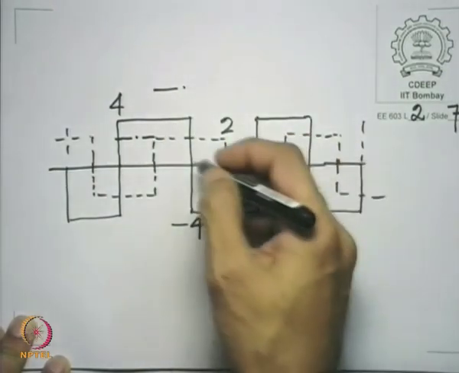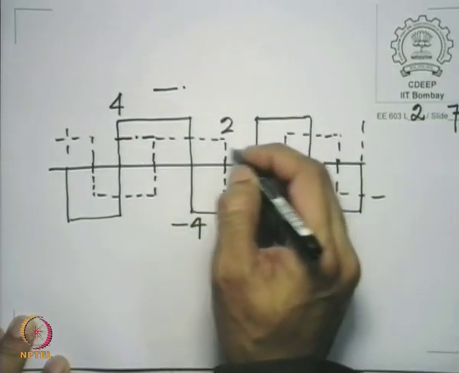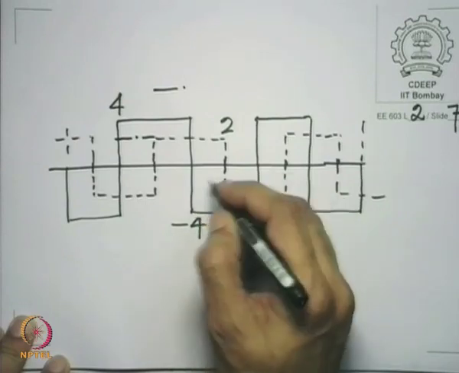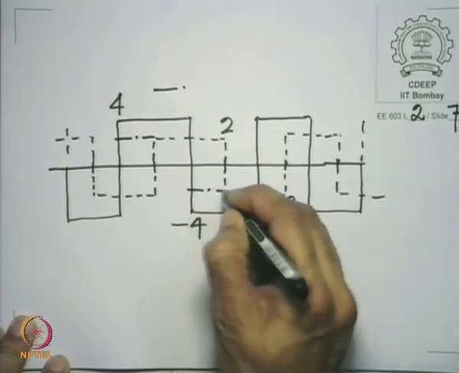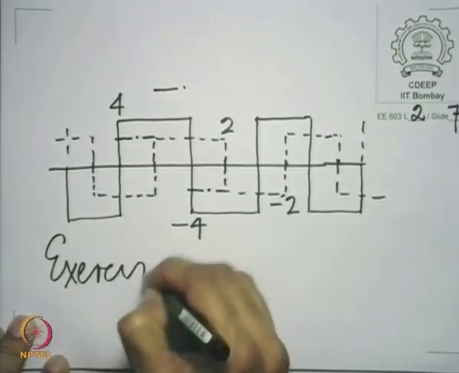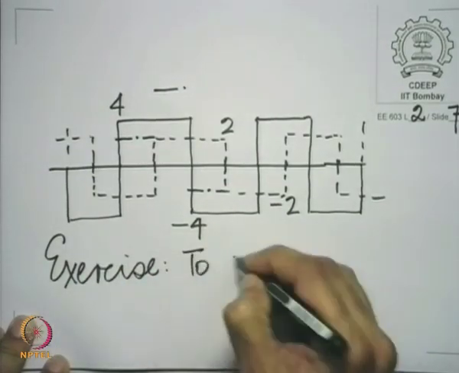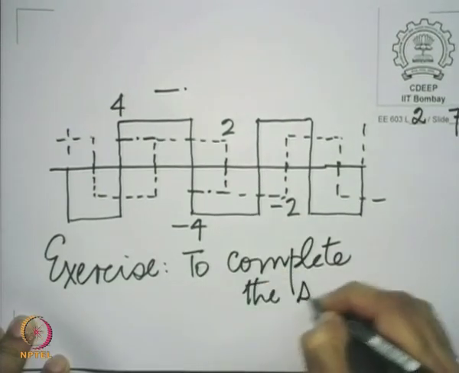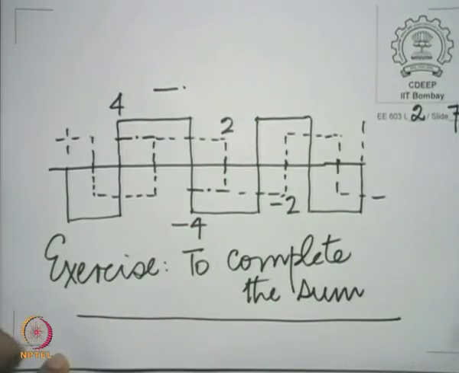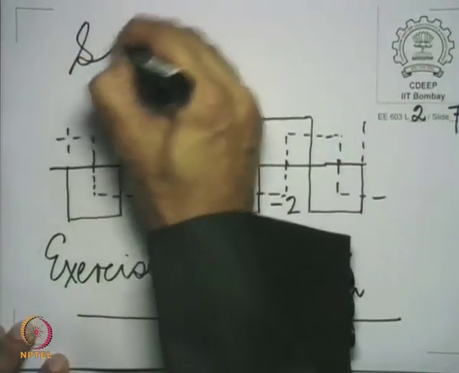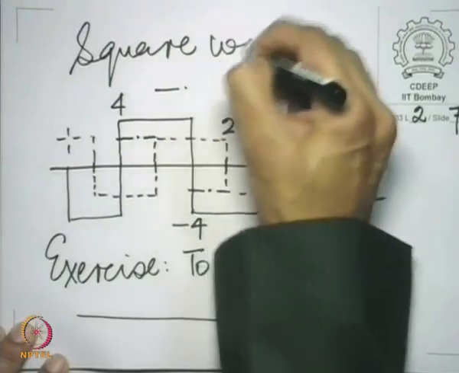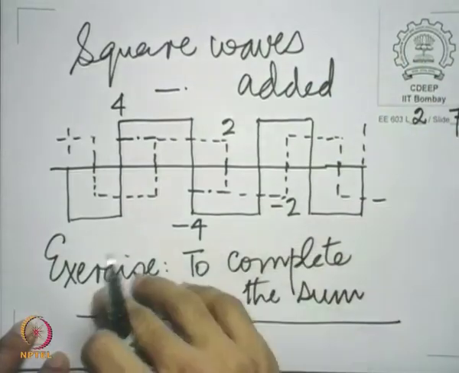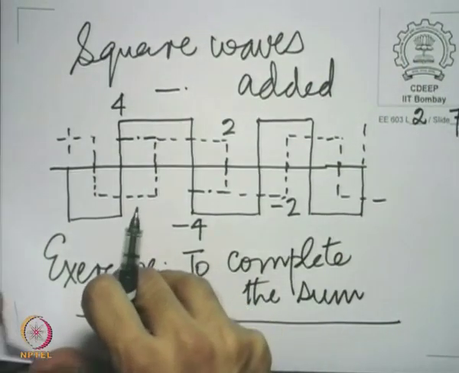And this could then continue, you can keep drawing this. So, here it would be, of course, minus 4 plus 2. So, you have minus 2, okay. So, again, I leave it to you as an exercise to complete the sum. Anyway, for square waves being added, we have the same problem, and I think we should put it down in so many words.